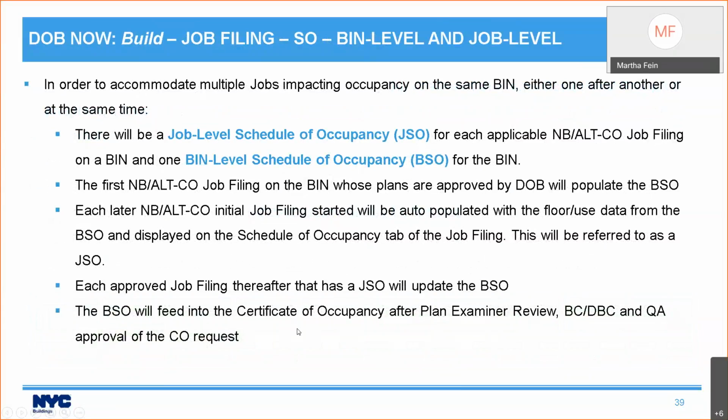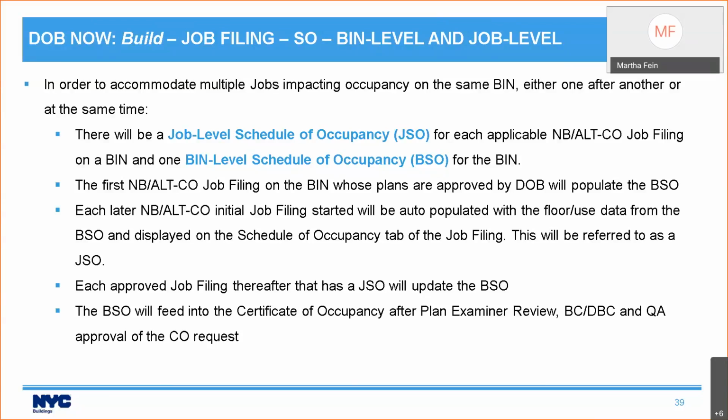So let's talk a little bit more about BIN level schedule of occupancy and job level schedule of occupancy. In order to accommodate multiple jobs affecting occupancy on the same BIN, whether they're one after another or going in at the same time, each applicable New Building or Alt-CO initial job filing on a BIN will have a job level schedule of occupancy. But there's only ever one BIN level schedule of occupancy for the BIN. The first time a job level schedule of occupancy gets approved, that data is going to populate the BIN level schedule of occupancy.